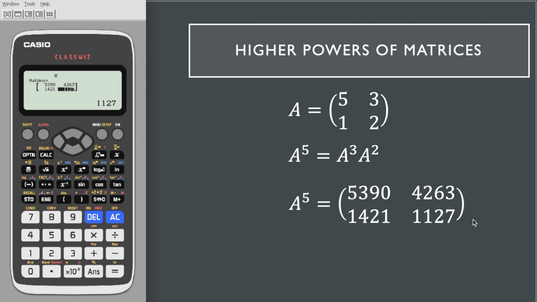It's not the most ideal way of working out higher powers of matrices. I mean, it would be better if we could go back to AC, press option, select matrix A, which is 3, and then press this key here, and then raise it to the power of 5. You'll see that when I press equals, it gives me a syntax error.